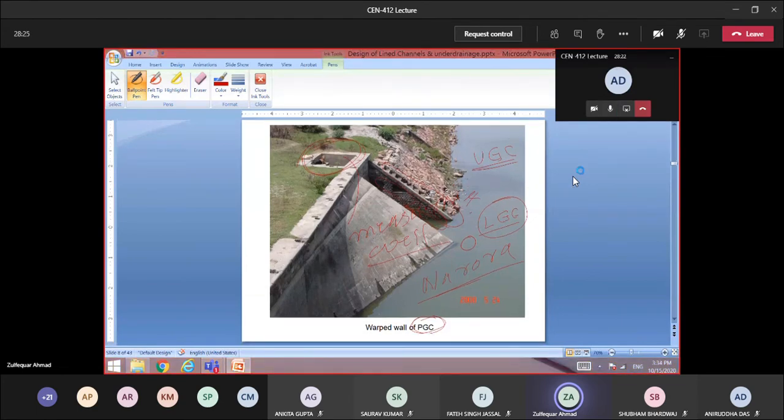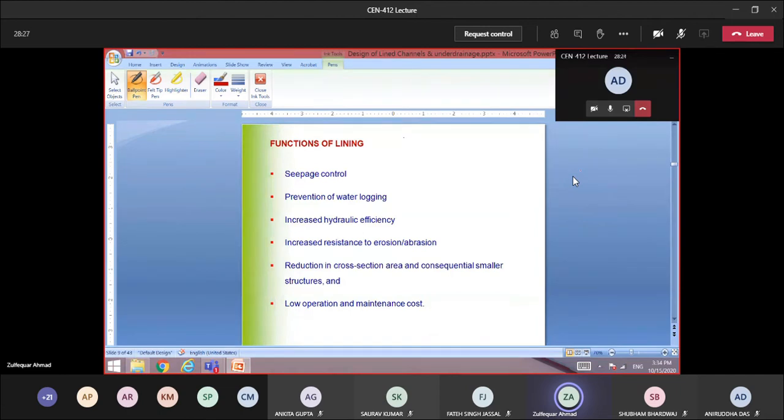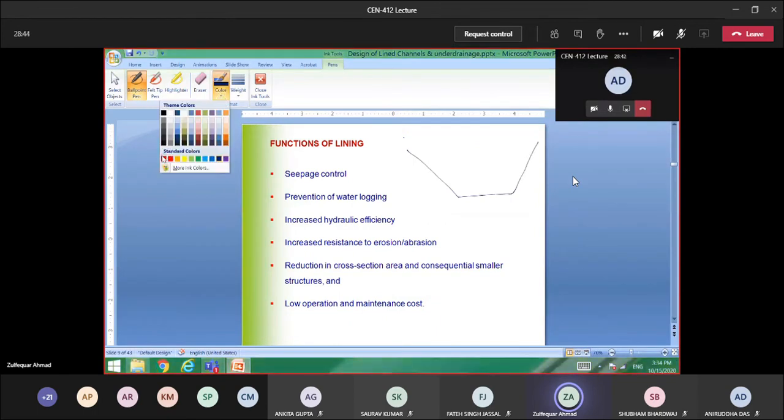Now come to the function of the lining, because there is some theoretical aspect that we have to talk about. What actually lining means, I think I had explained to you, but let me explain here. Let us say we are constructing a canal here. This one is the earthen canal. Then what we are doing here is putting a lining, a lined surface that is being provided.